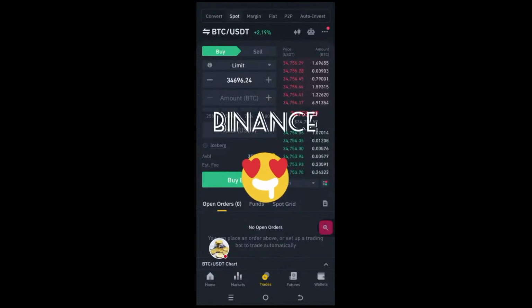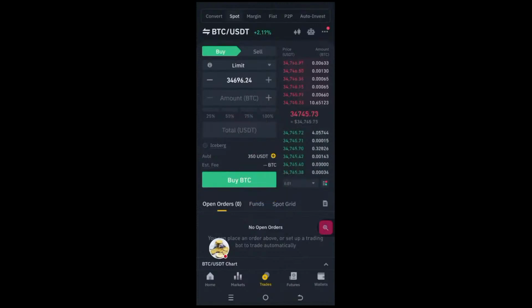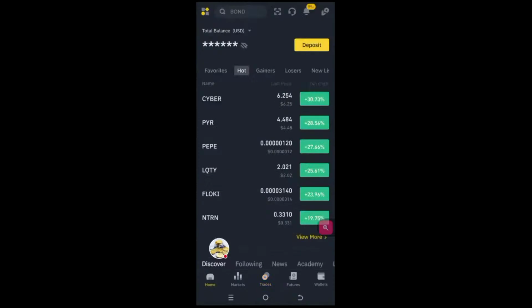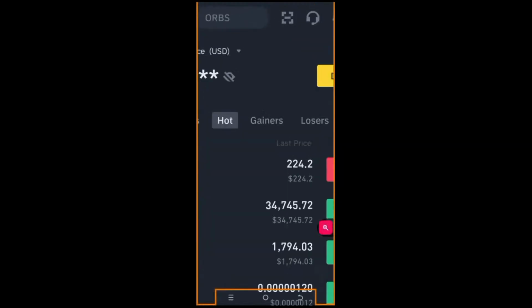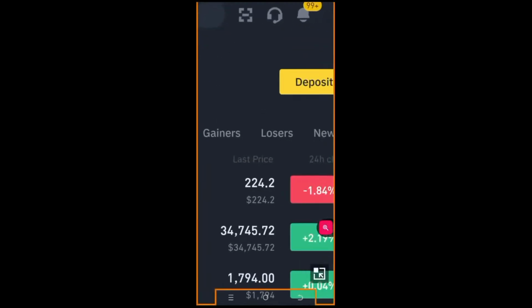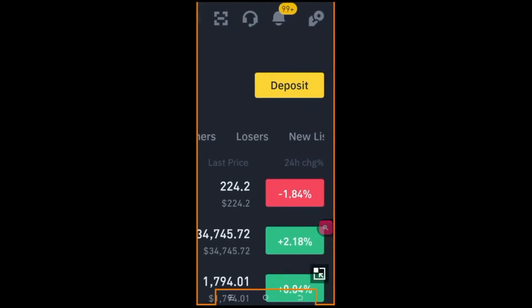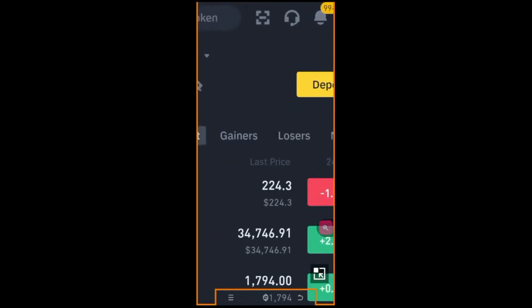Okay, let's go ahead and now for our spot trading, I love to use gainers, right? And you can use any of these. You can use gainers. You can use losers. You can use new listings. But my all-time best is gainers.